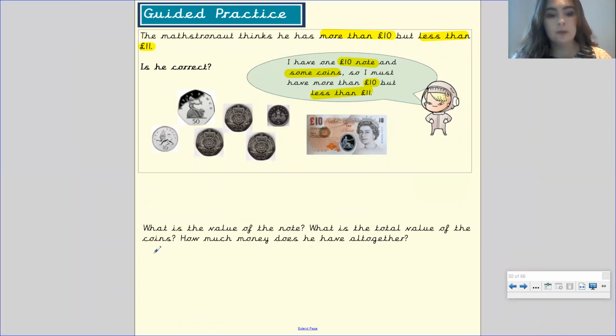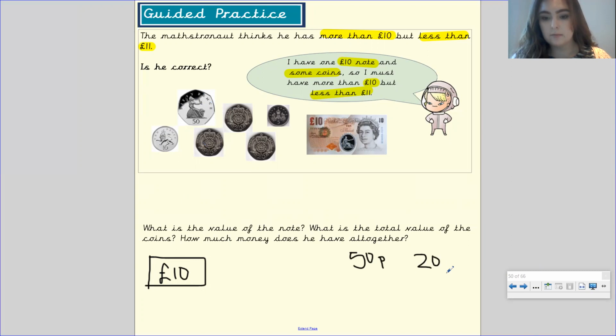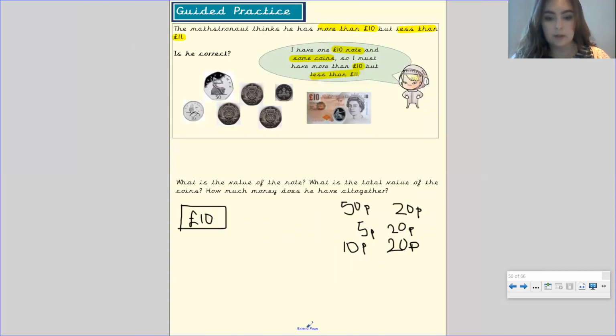So what we'll do is we will separate the pounds first. So we know that we've got £10. And then we'll have a look at the coins. So he's got 50 pence, 20 pence, another 20 pence, another 20 pence, 5 pence, and 10 pence. And that's what we've got here. So I've separated them into pounds and pence, just so it's easier for us to work out first.